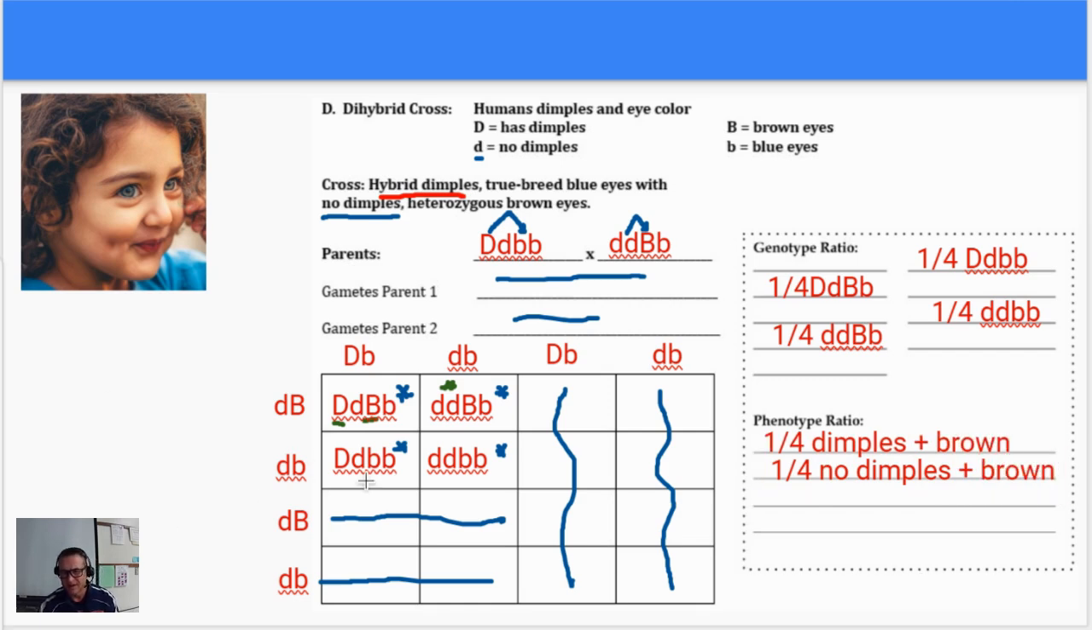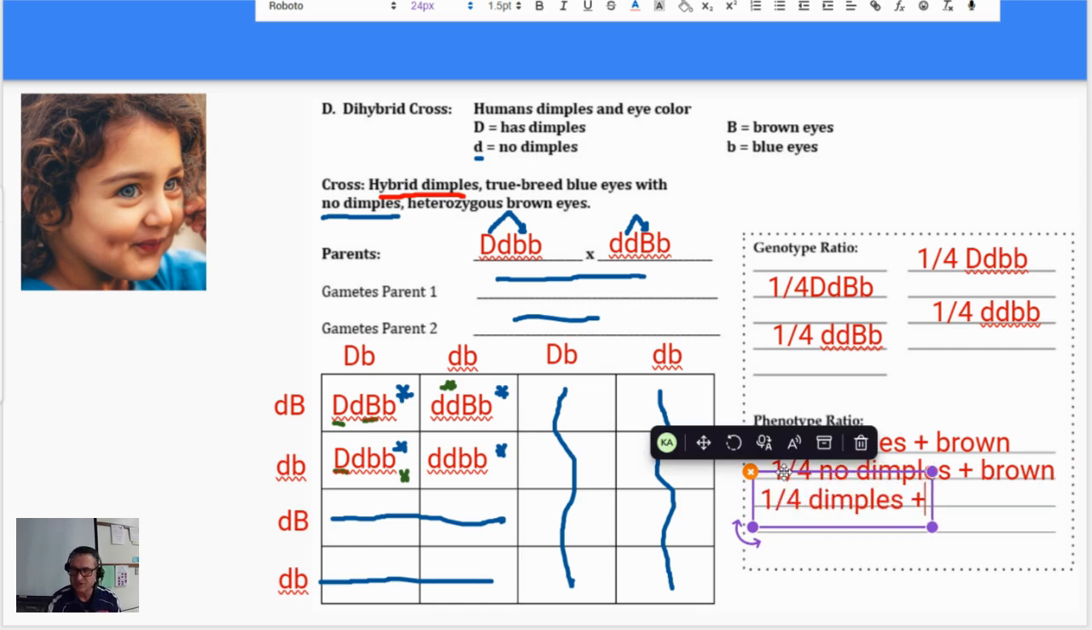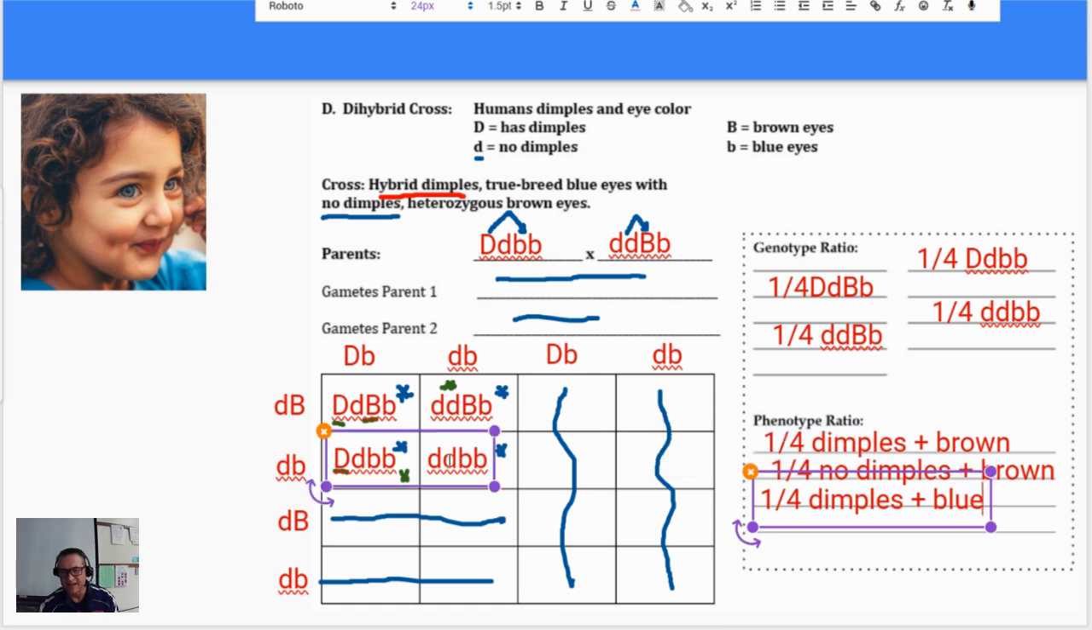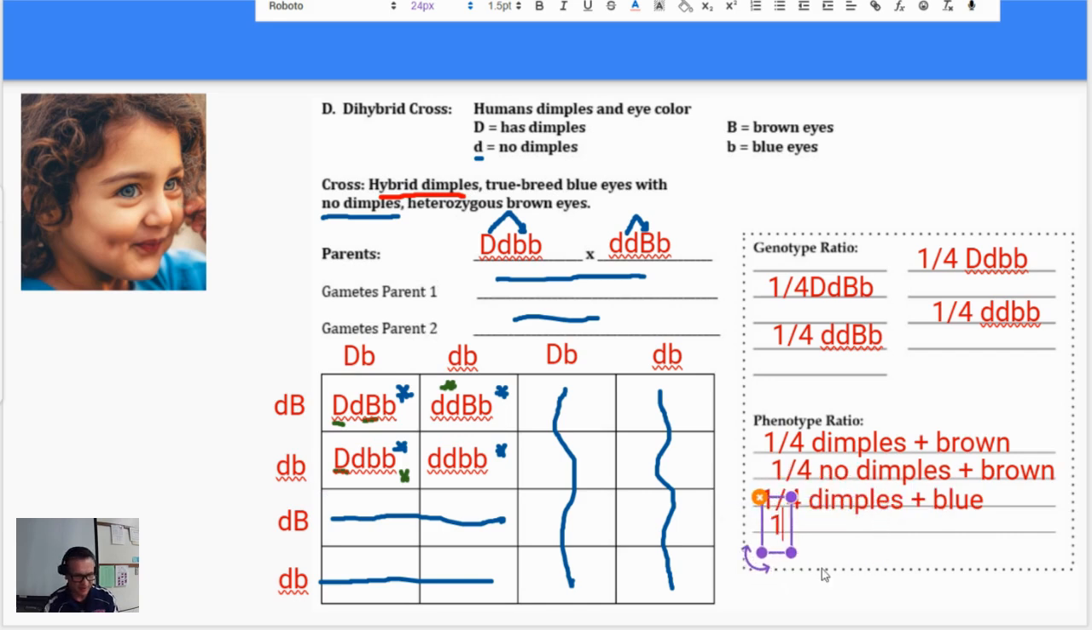Then we go to the next one. This one right here. This person's got a big D, so they're going to have dimples. They got two little B's, so they're going to have blue eyes. 1 out of 4 are going to have dimples and blue eyes. So 1/4 of their kids, or 25%, will have dimples plus blue eyes. And the last one's this guy right here. Little d, so that's no dimples. Little b, so that's blue eyes. So 1 out of 4 of their kids, on average, 25%, will have no dimples plus blue eyes. And there you have it, folks.